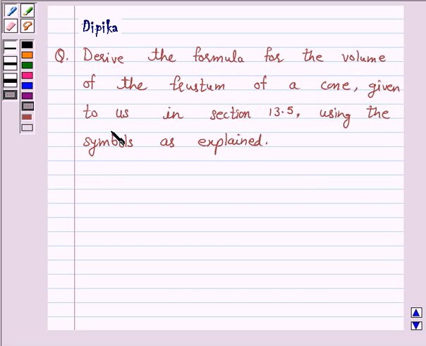Let's discuss a question which says, derive the formula for the volume of the frustum of a cone given to us in section 13.5 using the symbols as explained. In section 13.5, there was a removal of a smaller right circular cone by cutting the given cone by a plane parallel to its base. So let's start the solution.